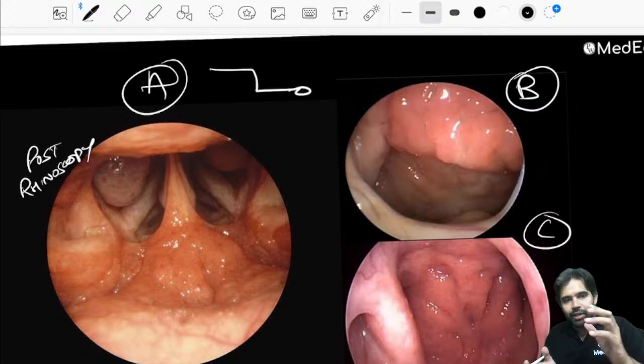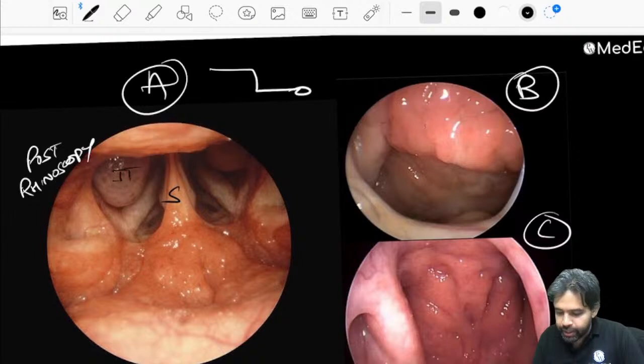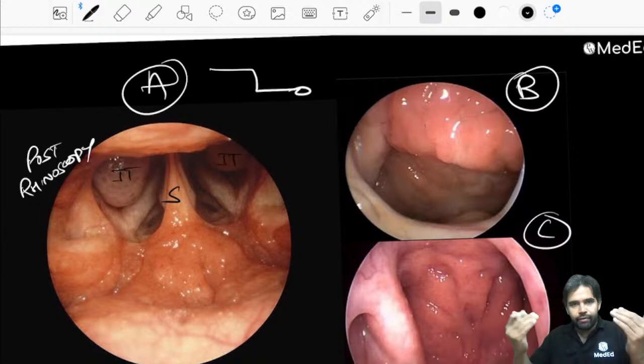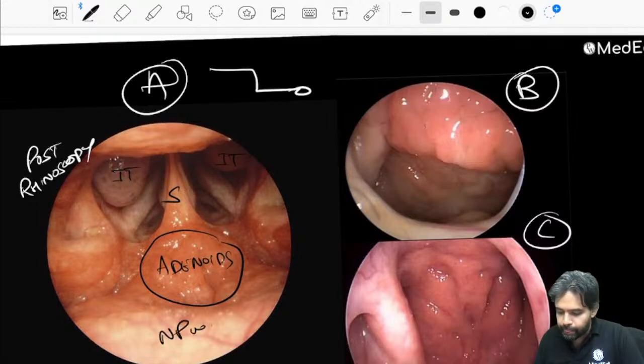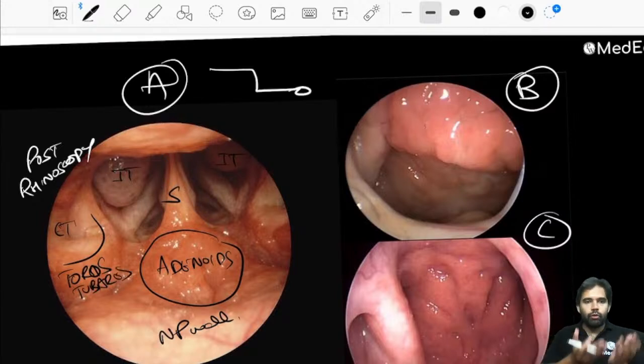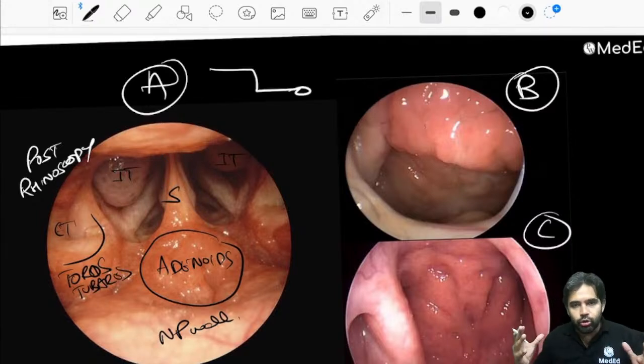Actually this image should have been inverted, but because we are seeing it in reverse, this is the septum, this is the inferior turbinate. This is the end of the inferior turbinate and the septum. Here this is the roof of the nasal cavity, and you see adenoids here. This is the nasopharyngeal wall. This is the eustachian tube opening. This is the torus tubarius, and the fossa of Rosenmuller. All right, so this is the choana.